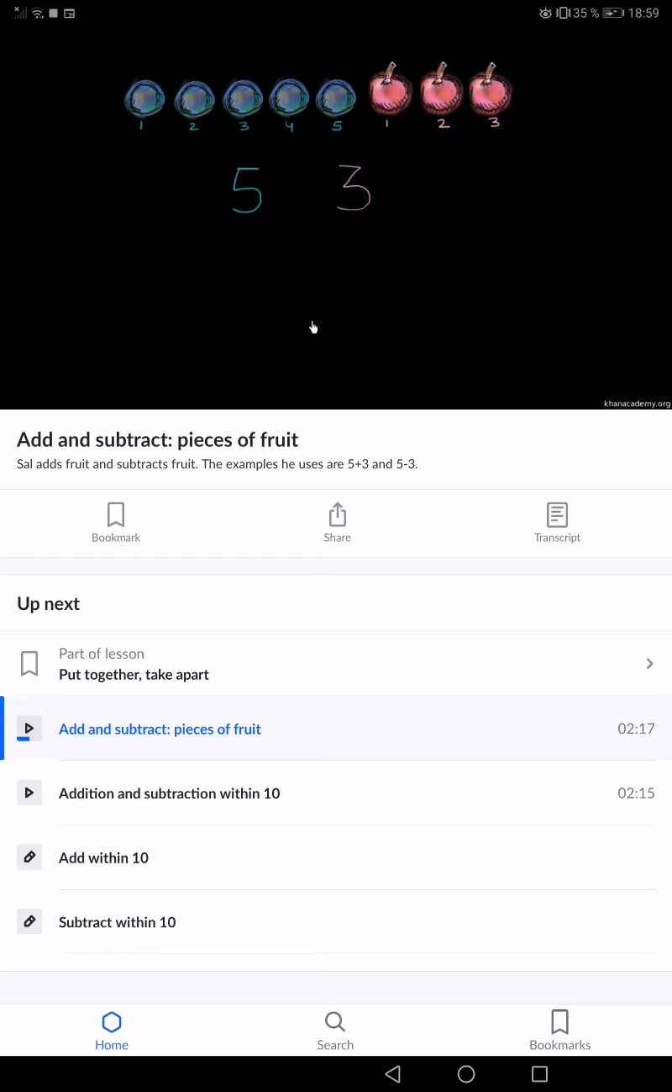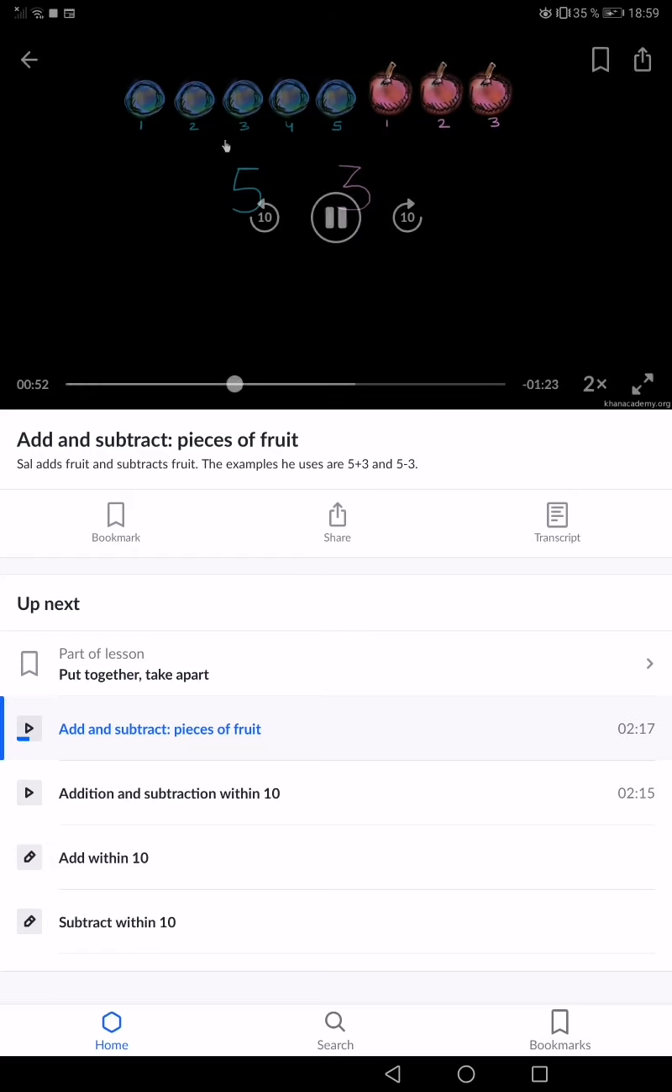And I encourage you to pause the video now and try to think about it on your own. Well, if I want the total number of fruit, I'm starting with 5.